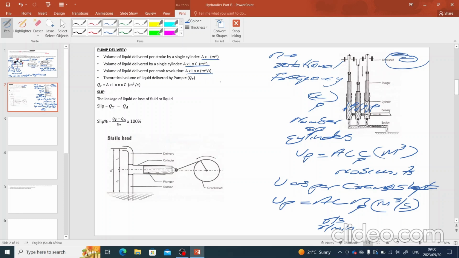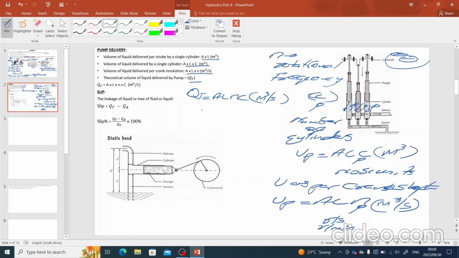This is the formula. Now we have what we call theoretical volume of liquid delivered by a pump, and it is denoted as QT. The QT includes all the elements on these formulas. It is area, stroke length, rotational frequency multiplied by number of cylinders. The SI unit is m cube per second. This is the formula of theoretical volume: QT equals A multiplied by L multiplied by N multiplied by C. Then the SI unit is m cube per second.